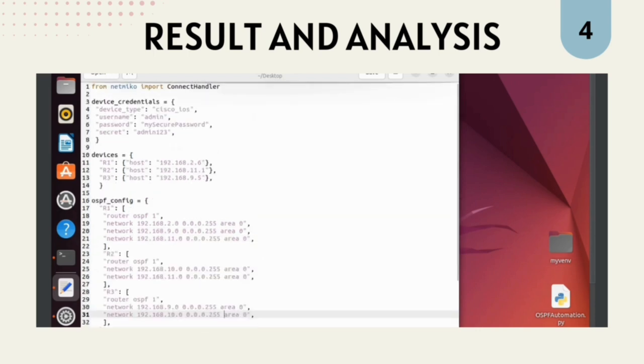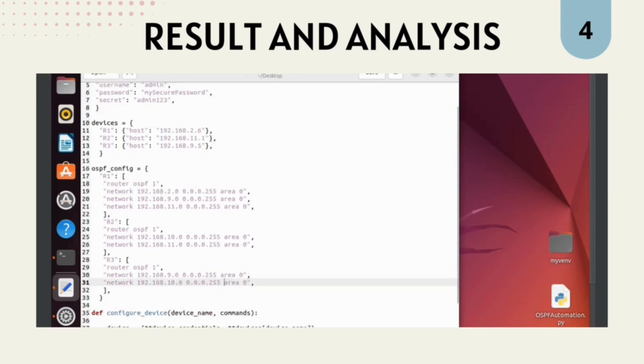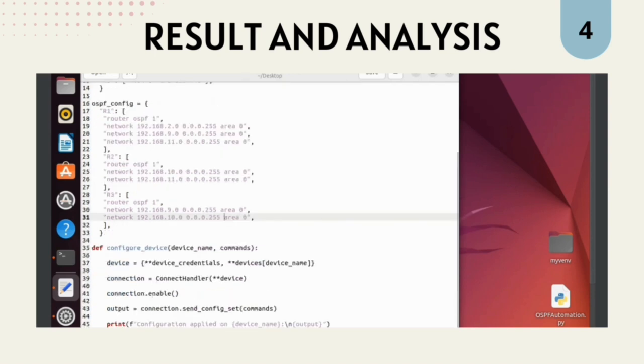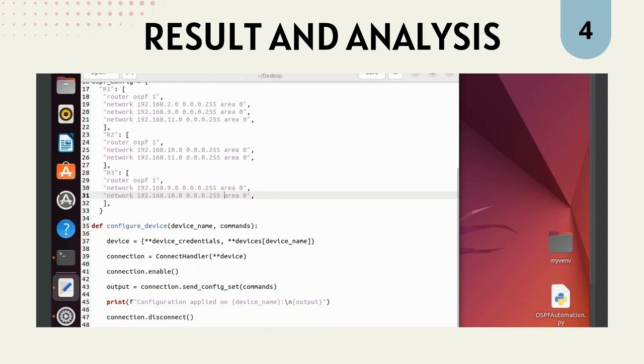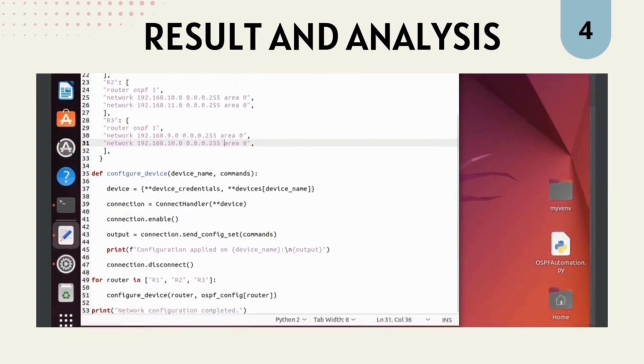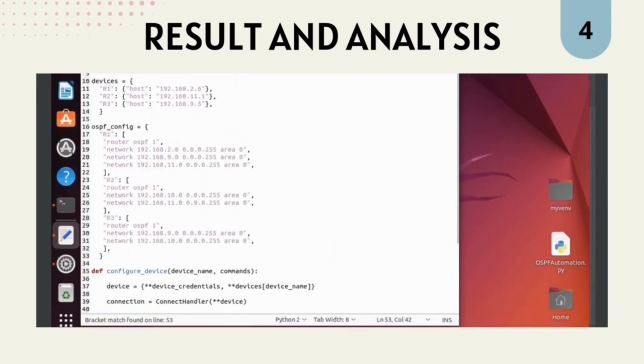Next, we're going to open the text editor. As we already wrote our coding in the text editor, we are using NetMiko for our coding to run this OSPF. Each OSPF router is also written in here. Down here, we can see there is a configure device function, and there is also a print network configuration message.